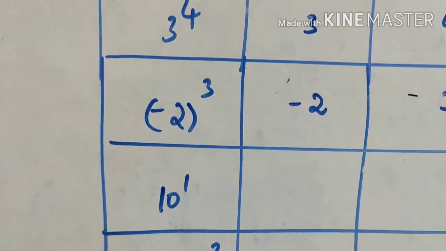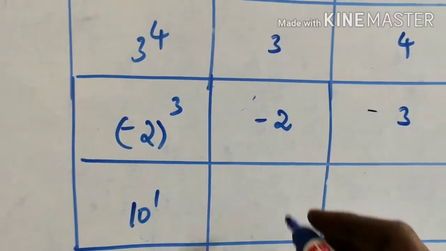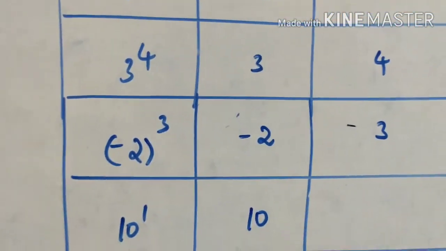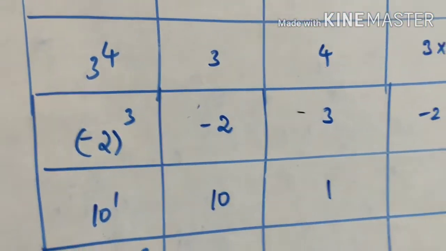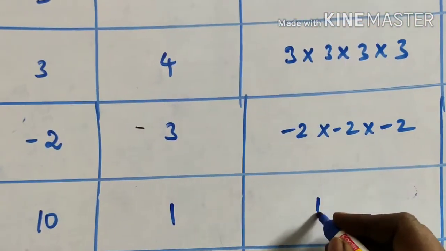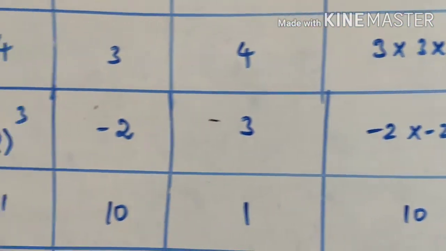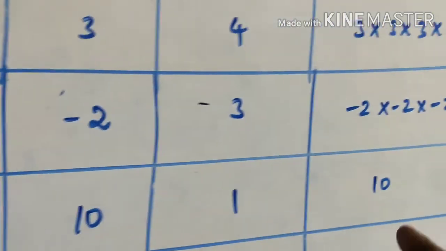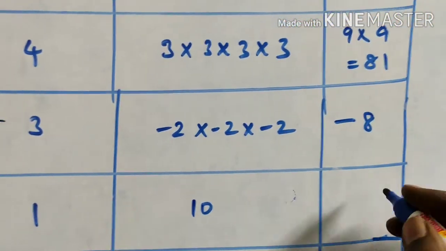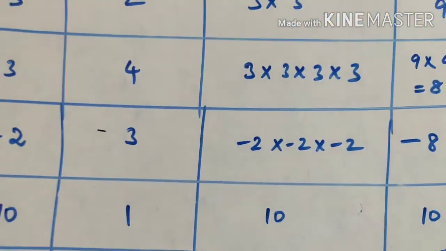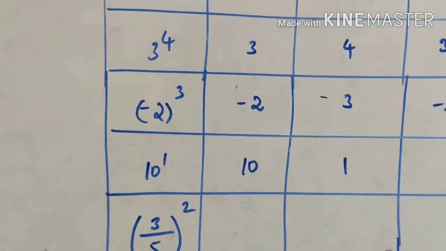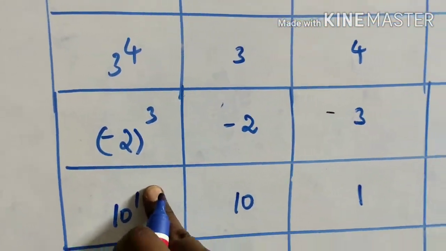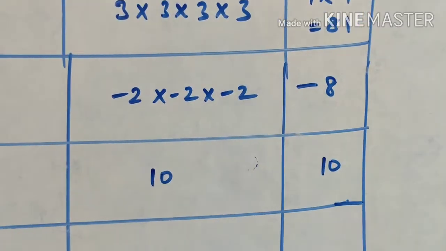10 power 1. What is the base? 10. What is the exponent? 1. And how can we expand? Just 10, that's all, because power is just 1. So only one time you have to write 10. The value is 10, the same number. So any number power 1, we get the same number.